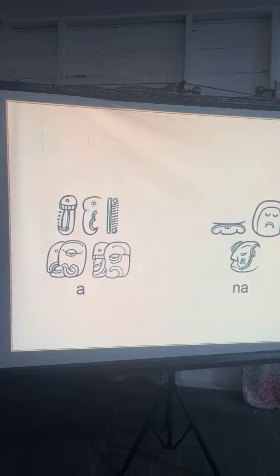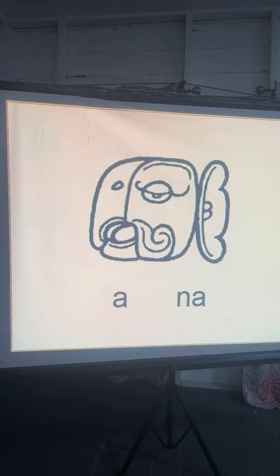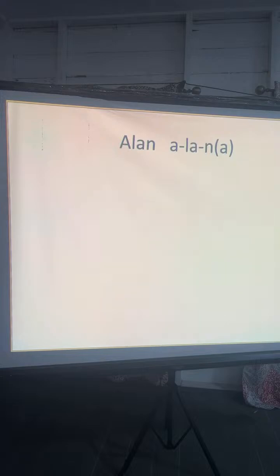So here we have your choices. You choose one of them, one of the a, one of the na, and you put together your glyph, and it should look something like this. Ana. Alan, again, check it out. A, la, and then na. Because same vowel, same sound, and then the last vowel is silent. Alan.